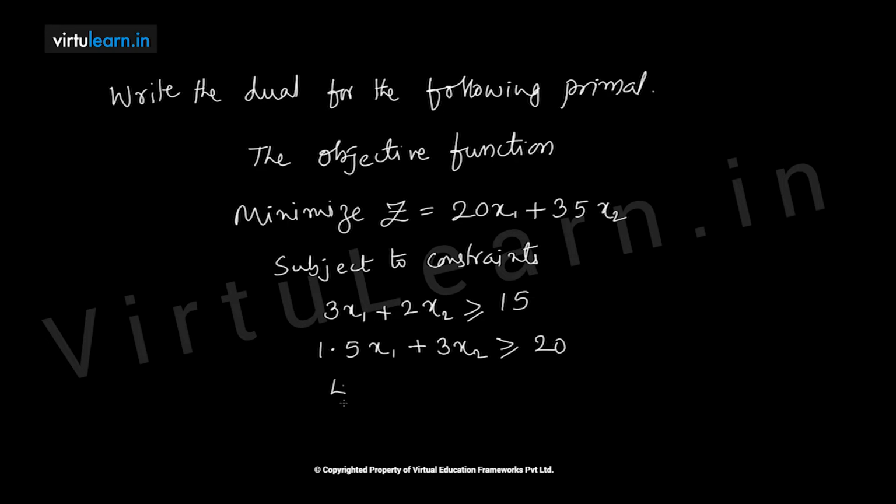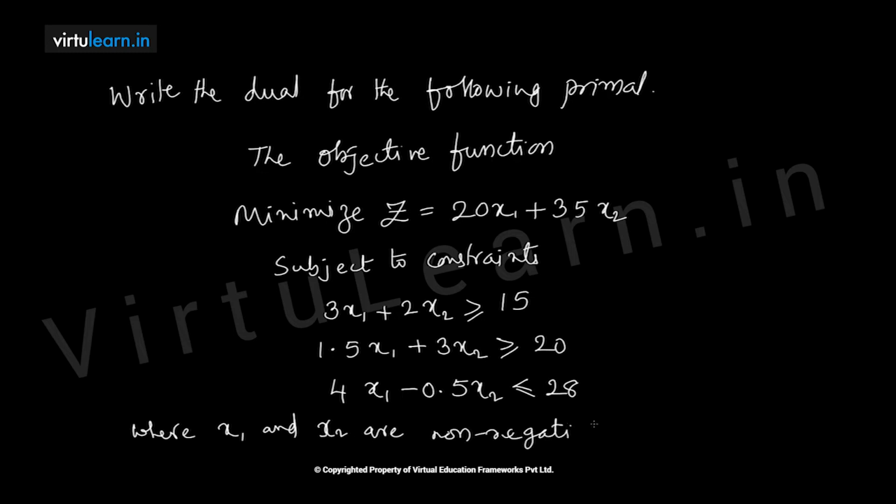and 4x1 minus 0.5x2 less than or equal to 28, where x1 and x2 are non-negativity restrictions.